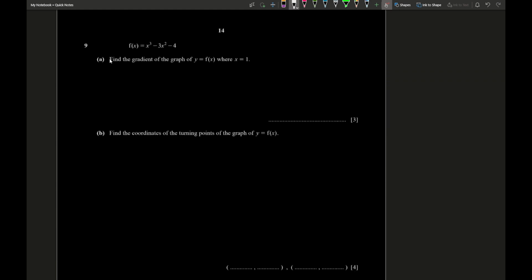Okay, on to question number 9. We're given a function f of x which is equal to x cubed minus 3x squared minus 4. Find the gradient of the graph of y is equal to f of x where x is equal to 1.